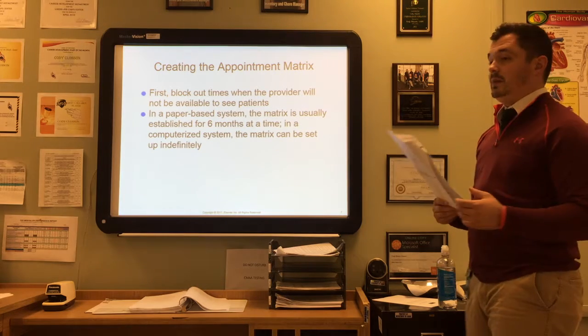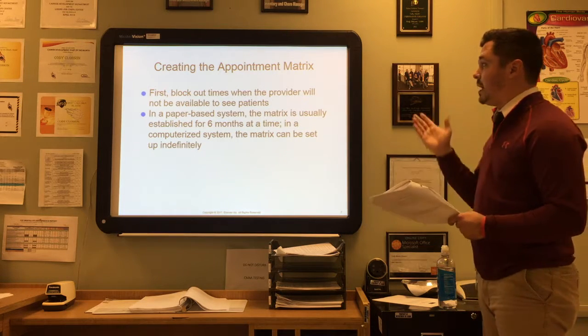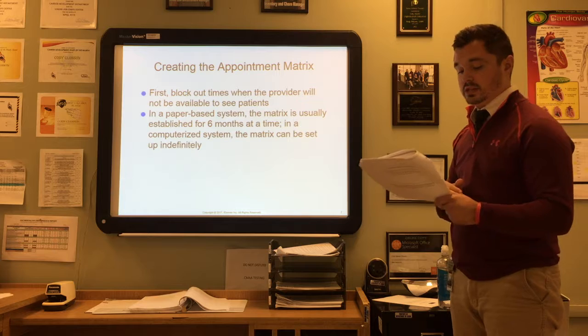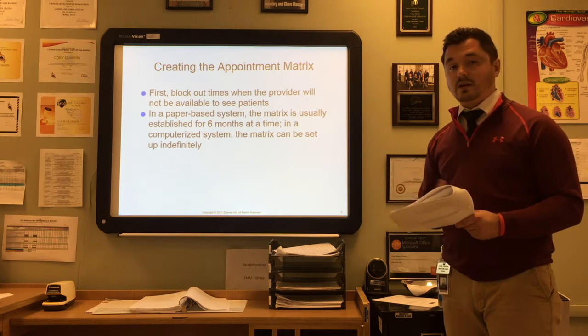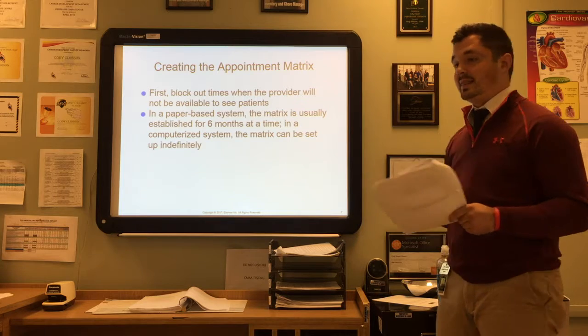So, creating an appointment matrix. The first thing you need to do is block out times when the provider will not be able to see patients. This could be because they have hospital rounds to do, or they have to attend conferences or meetings or lunch breaks, things like that.